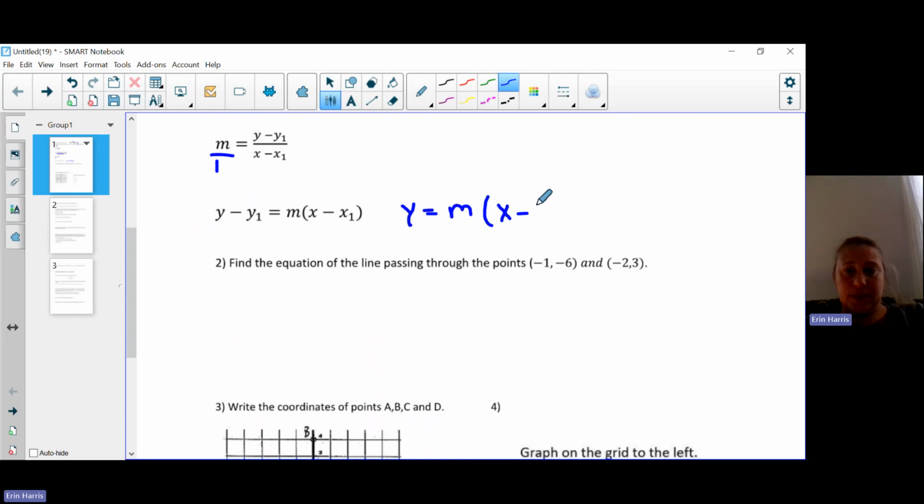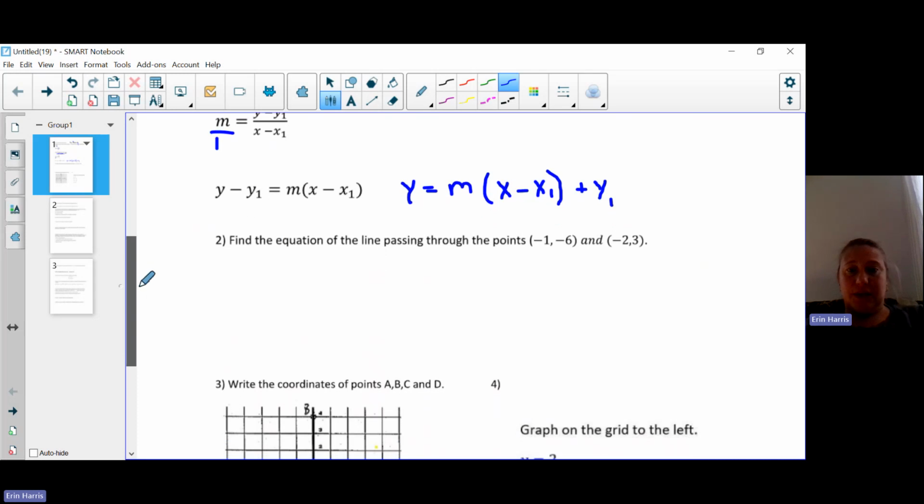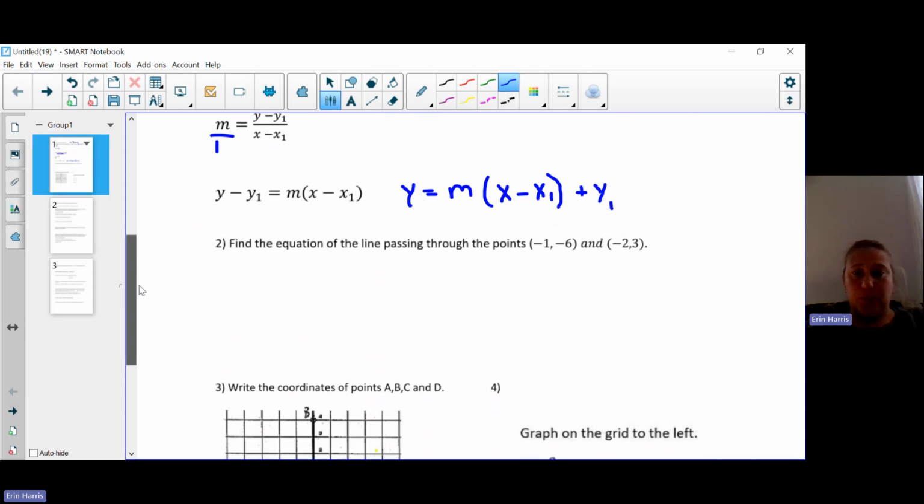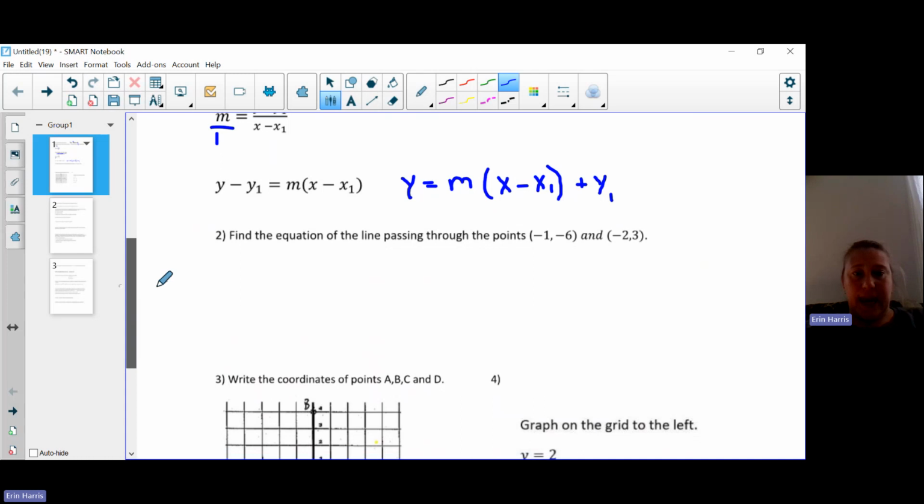So why don't you pause the video and do the problem below without a calculator, because I'm going to have you do some basic skills with integers on your first quiz and not let you use a calculator. Okay, so pause the video for a minute and find the equation of a line.